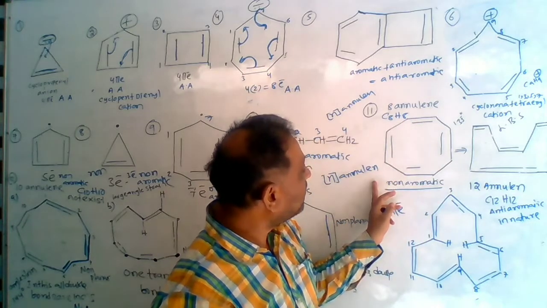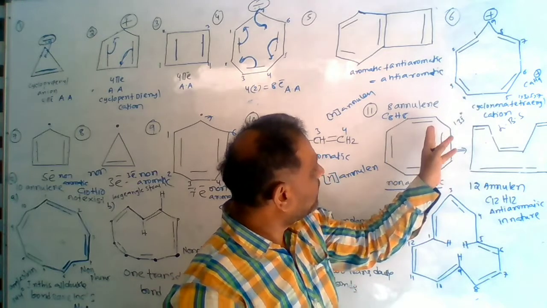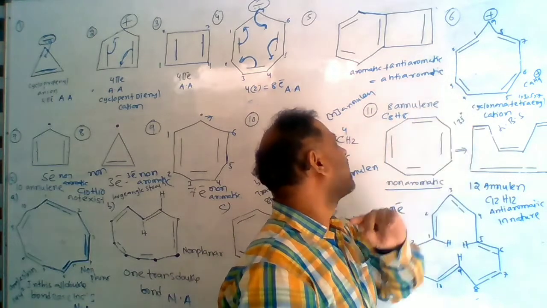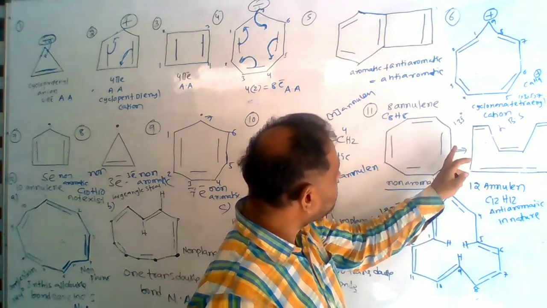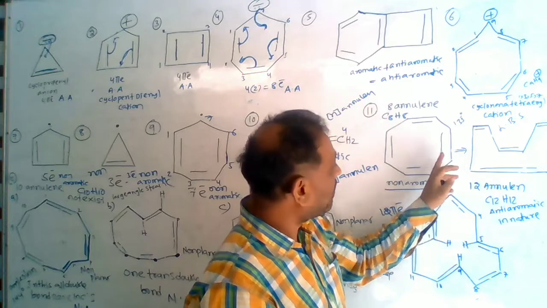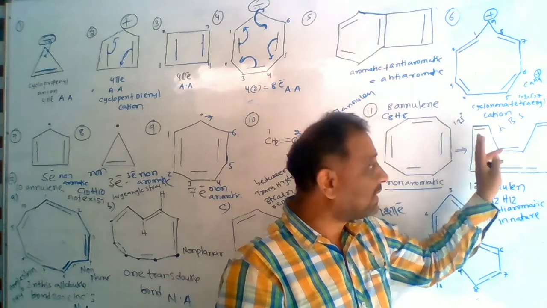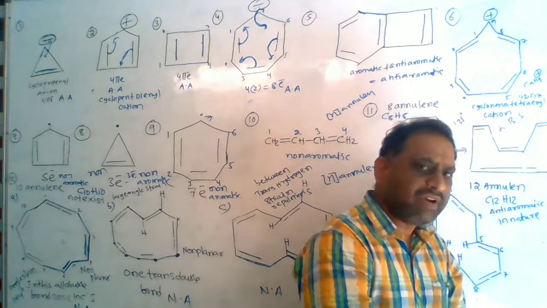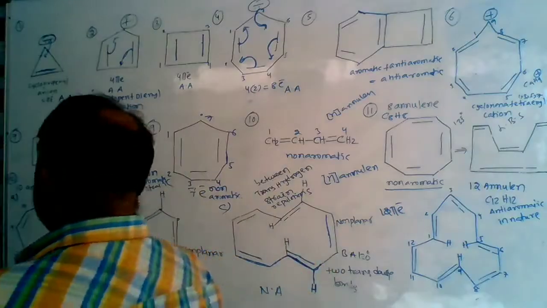Here [8]annulene is a non-aromatic compound because it doesn't show a planar structure due to large bond angle strain or bond strain. It has a non-planar structure, a tub-shaped molecule. Because of the non-planar shape, it is a non-aromatic compound.